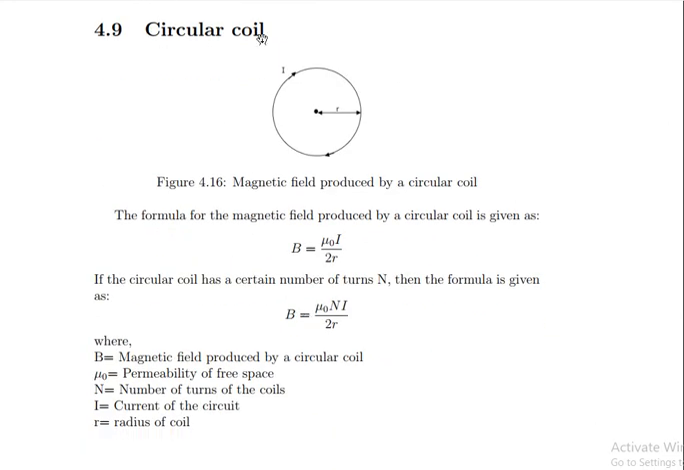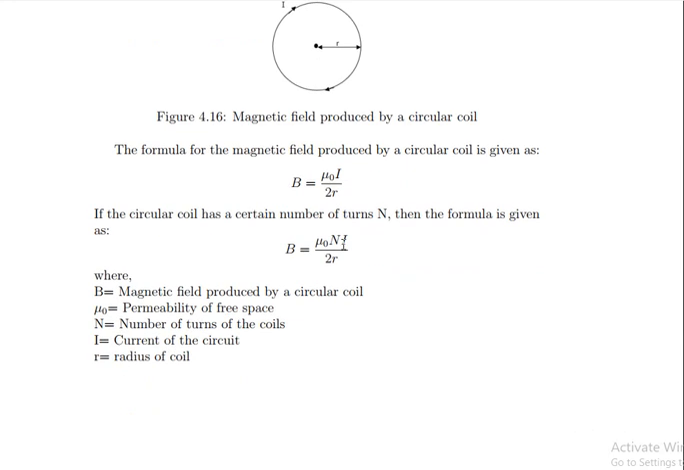Now let's visualize the circular coil. For a circular coil, you have current flowing circularly with a radius r here. So the magnetic field strength is going to be mu 0 I all over 2r, where I is the current flowing, r is the radius, the distance from the center to the coil as shown here, and mu 0 is the permeability of free space.